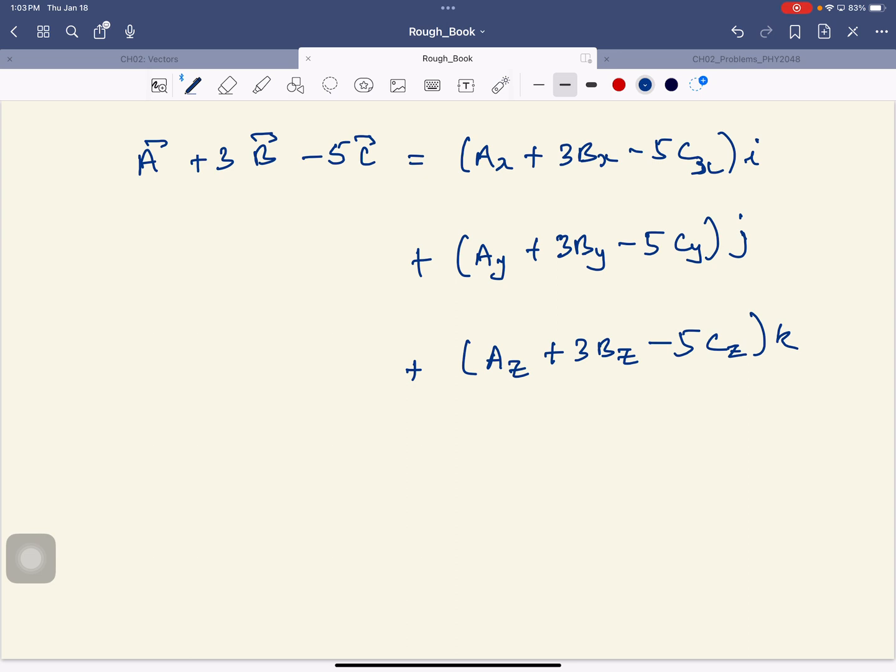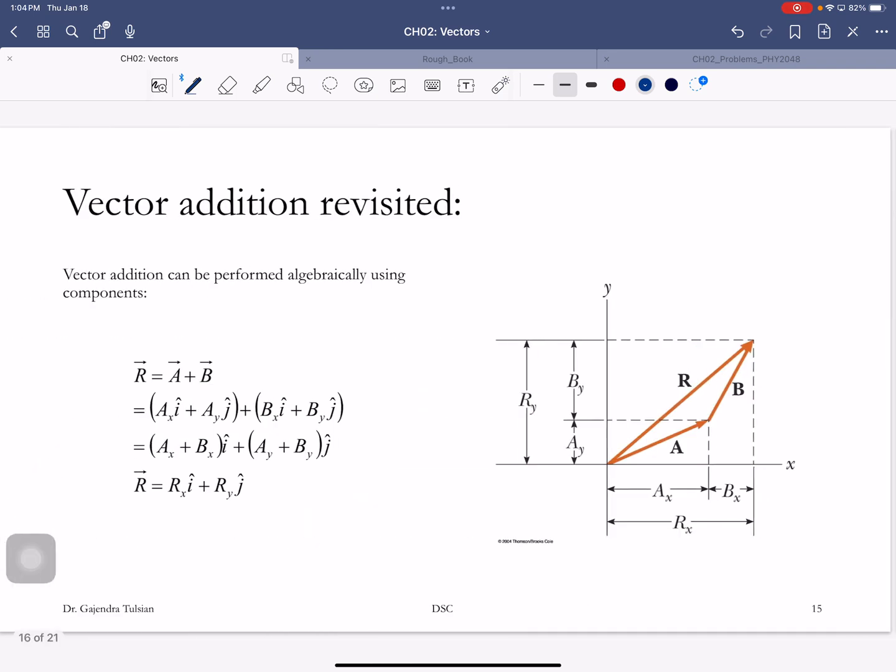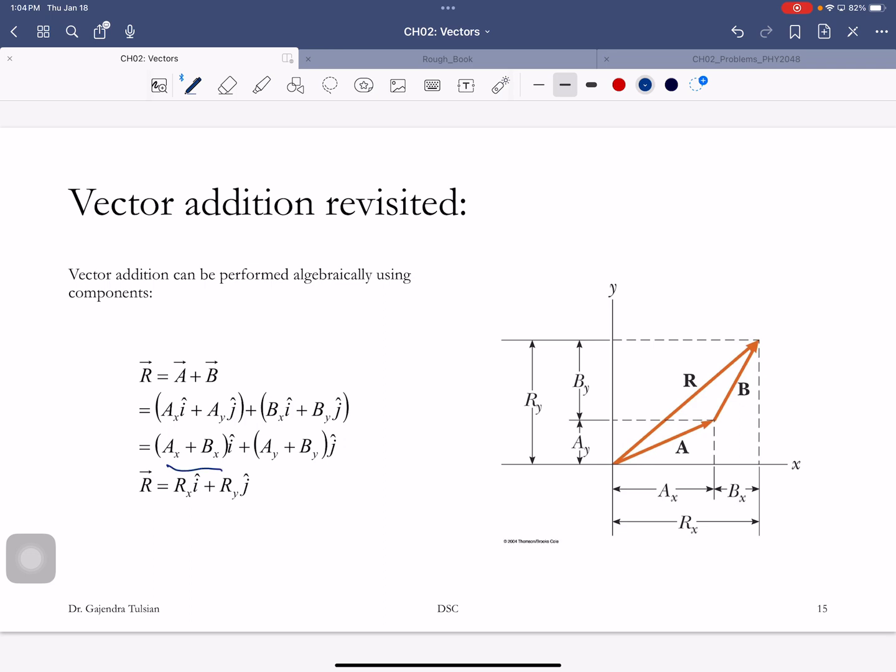So now you know how to add and subtract vectors. Everybody understand this? Any questions on that? All right. We still have only learned how to add and subtract them. So we'll learn how to multiply them soon.